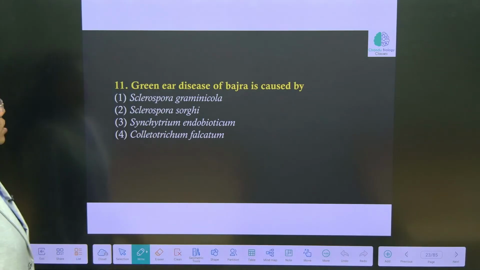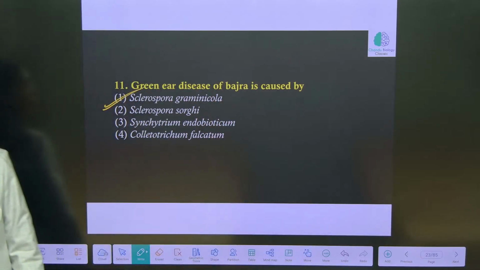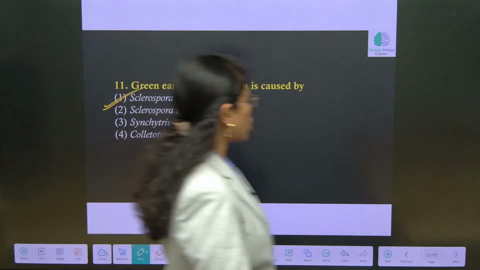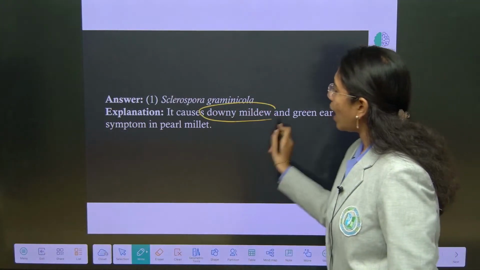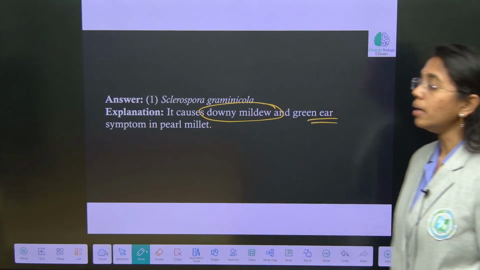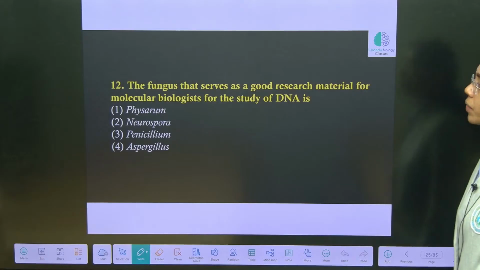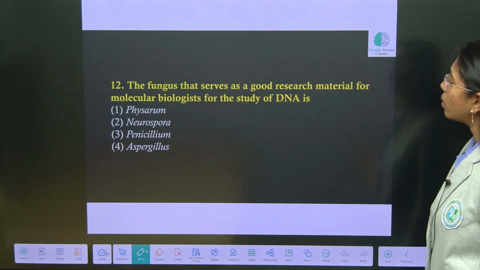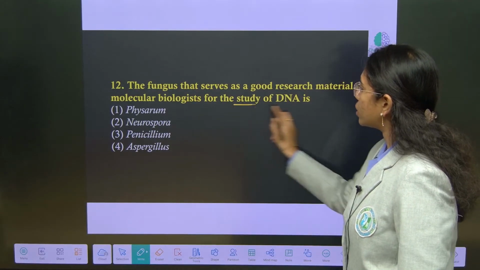And here the answer will be Sclerospora graminicola. This will cause green ear disease of Bajra. So, it causes downy mildew and green ear symptom in pearl millet, that is Bajra. Clear? Next question. The fungus that serves as good research material for molecular biologists for the study of DNA.